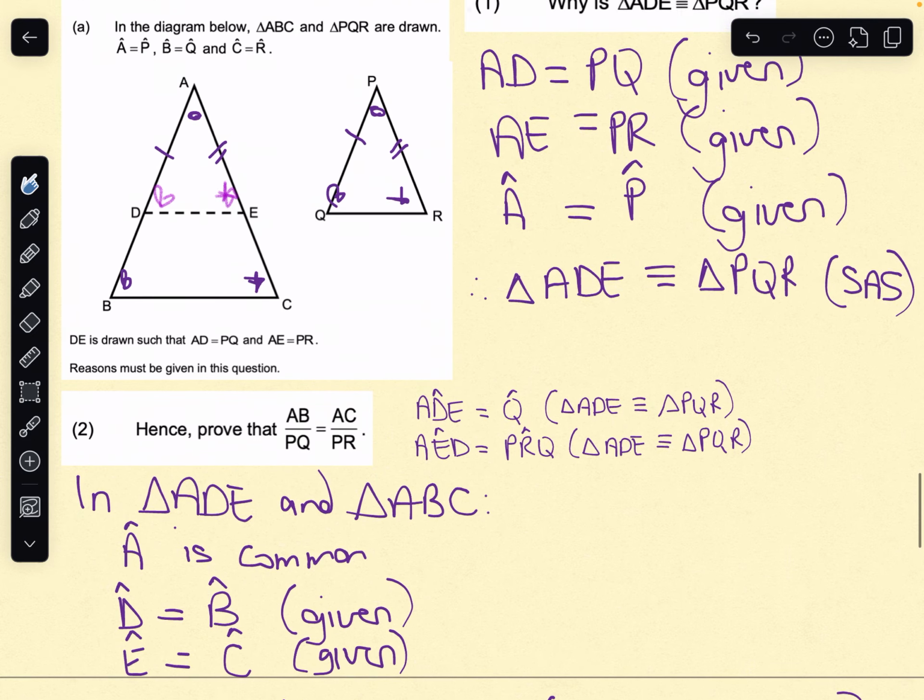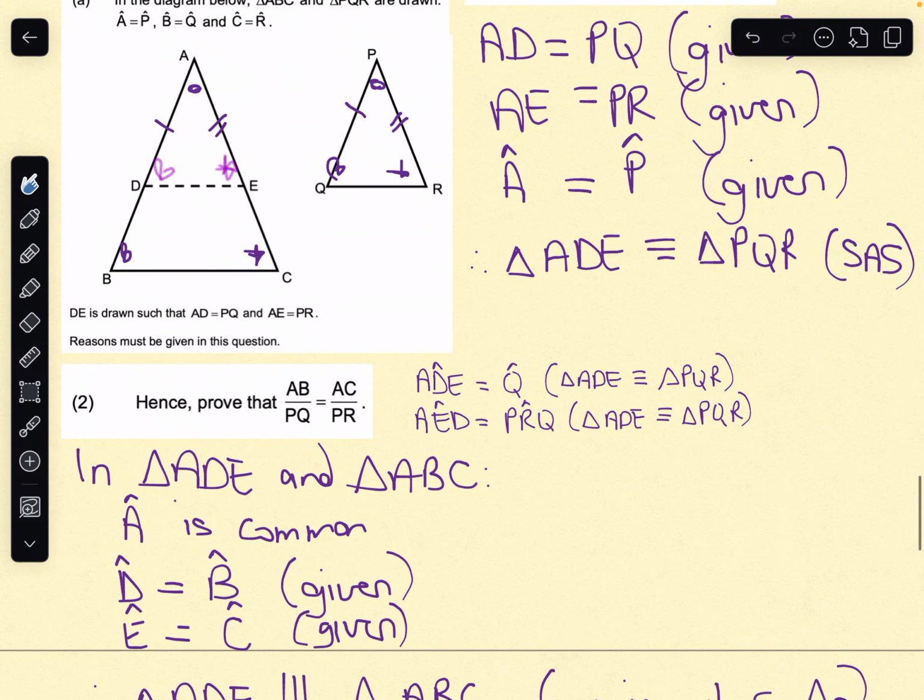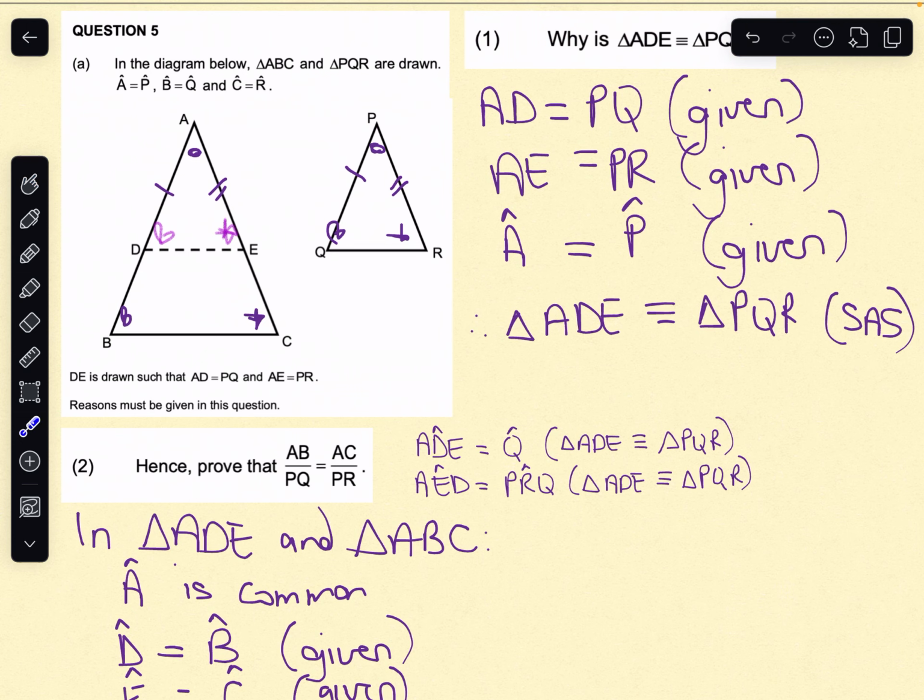And then over here, let's try and follow their proof. So they have angle D is equal to angle Q, and angle B is equal to angle D. So D is equal to Q because of the congruent triangles, and then B is equal to D as a result because we know that B is equal to Q, and so therefore DE is parallel to BC because the corresponding angles are equal.